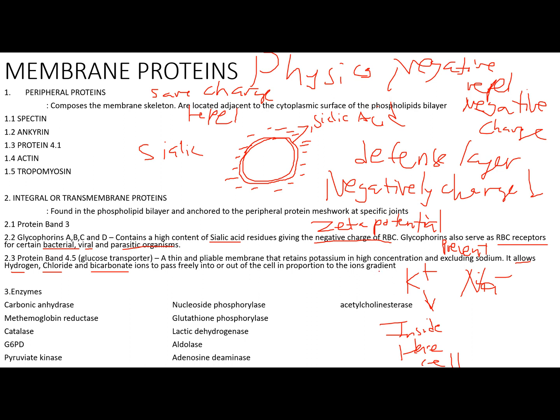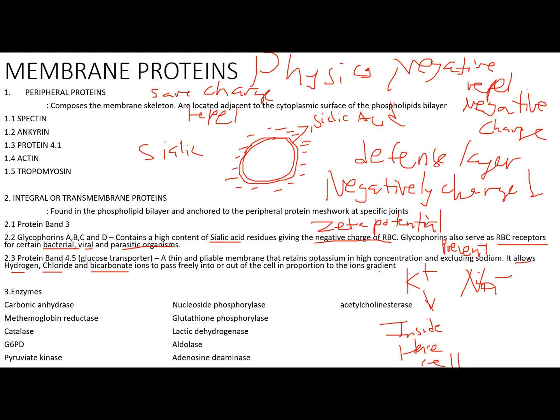So, for you to easier understand this, class, your protein 4.5 is the one that retains potassium inside the cell and it would prevent sodium from entering it. It allows hydrogen, chloride, and bicarbonate ions to pass freely.